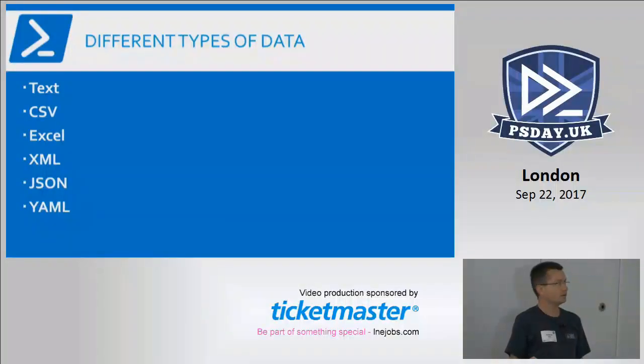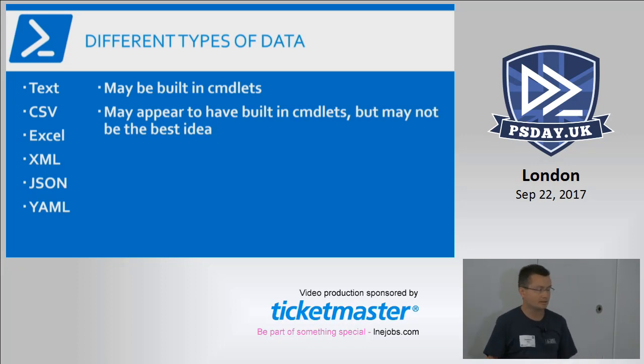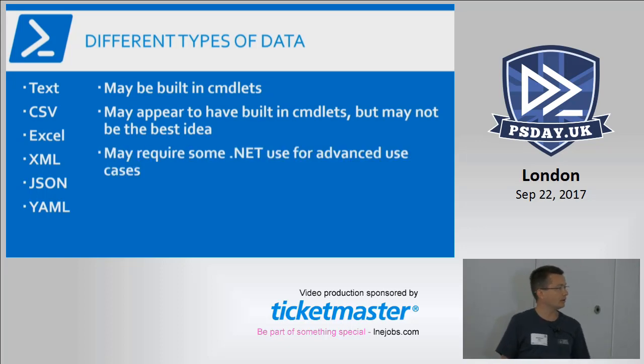So I'm going to cover off quickly these 6 different types of data that you might meet in your daily life. We're going to look at text files, CSV, Excel, XML, JSON, and YAML. That should be enough. And we're going to look at, should we use built-in cmdlets? Sometimes there might appear to be built-in cmdlets that are the best things to use, but might not be the best idea. My clicker stopped working.